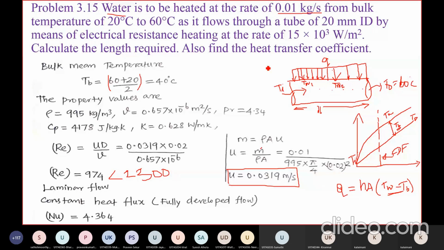For all these cases of flow through pipes, there are two concepts. One is constant wall temperature, which means the surface temperature is maintained constant throughout the flow through the pipe. The other is where the pipe is subject to constant heat flux. Based on that, we have to select the formula from the data book.